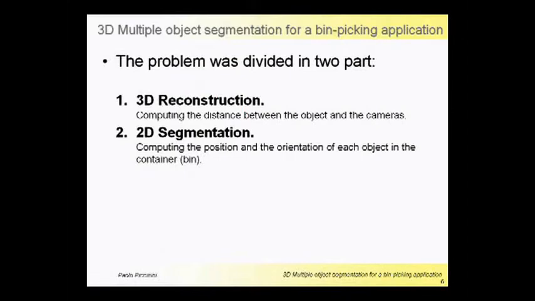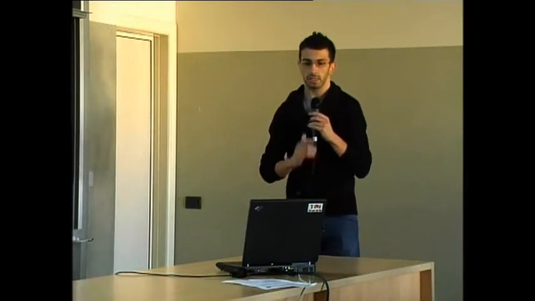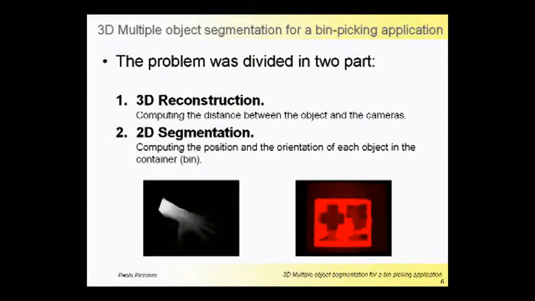The bin picking problem was split in 2 parts. The first one is the 3D reconstruction, in order to discover the distance between the cameras and the object. And the second is the 2D segmentation, in order to discover the object position and orientation in the bin. I won't spend much time talking about the 3D reconstruction. I use a well-known method based on the laser stripe, and these are 2 examples of the reconstruction.